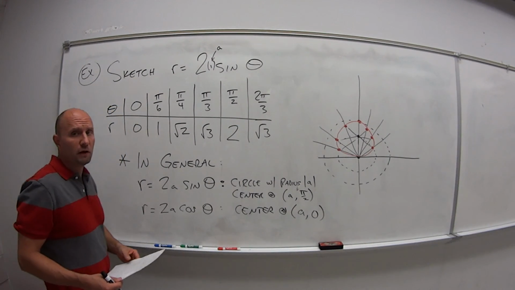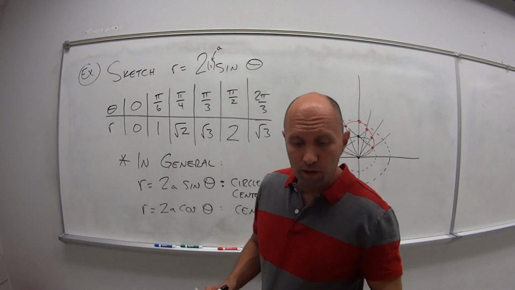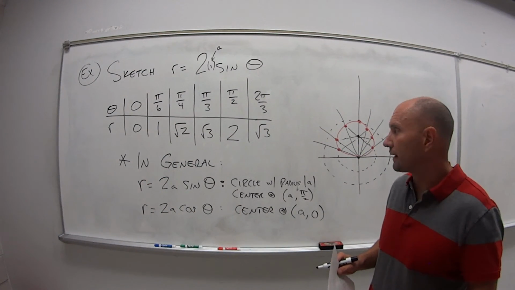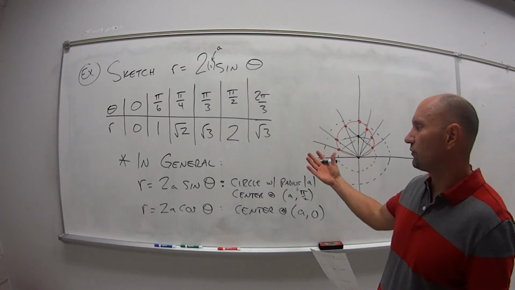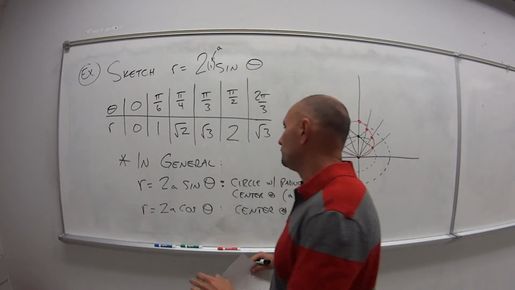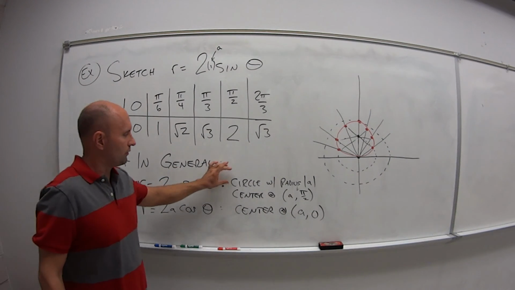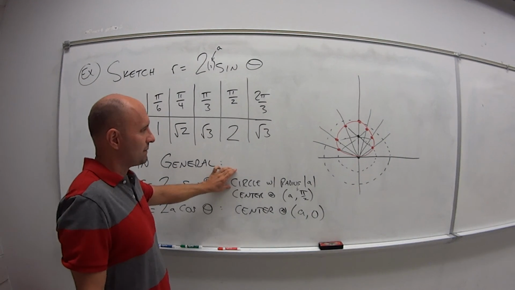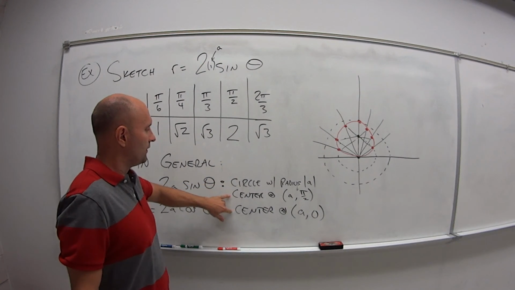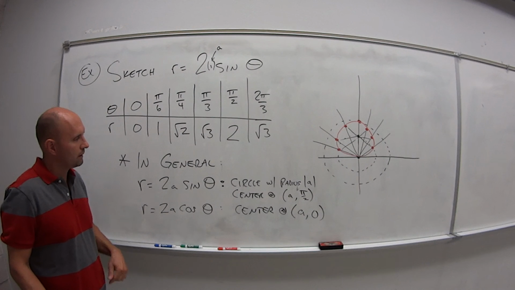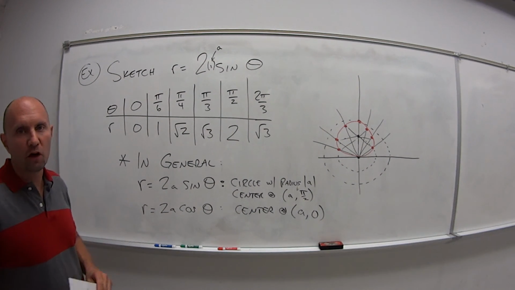So that's it for video 1. Again, these are going to be 4 videos. They're short. Each one's going to look at the different types of graphs that we are going to encounter. The first one was the circle, general form, 2a sine of theta, 2a cosine of theta. And then we have this circle. The radius is always the same, the absolute value of a, and the center just differs depending on whether it's sine or cosine. So come on back and we'll look at the cardioid graphs.